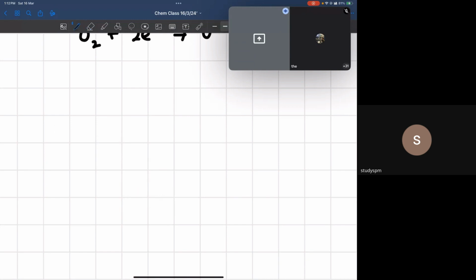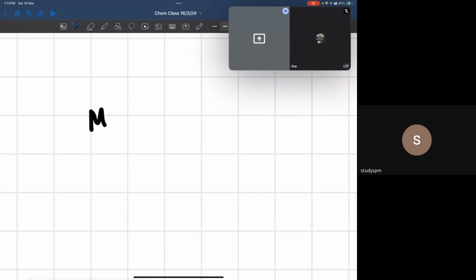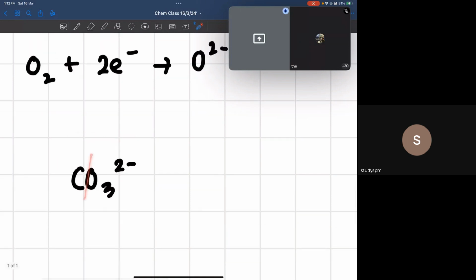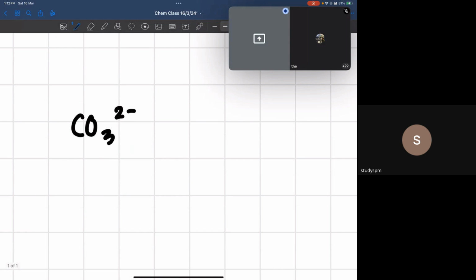But let's move on. Carbonate ion. For the oxidation number of carbonate ion, we don't separate it. This one is carbonate ion, so we need to look at the whole thing. This one is -2, and so the oxidation number is -2.